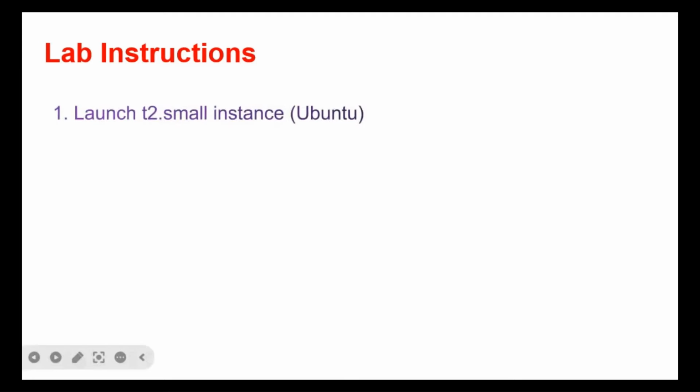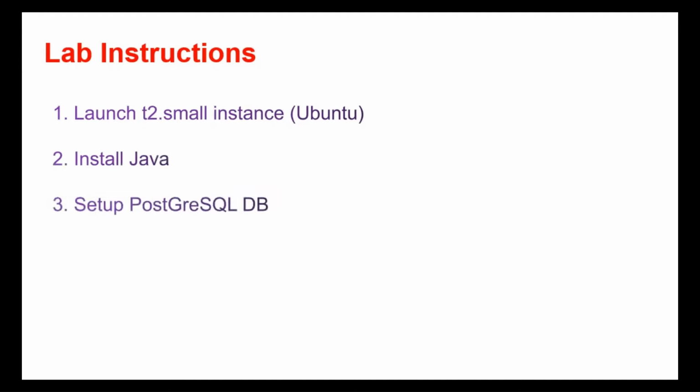Now, this will be the sequence of our lab instructions. First and foremost, let us launch a t2.small EC2 instance. The next step will be to install Java. Next, we will set up the PostgreSQL database on the same instance. And I'm typically going to use the Ubuntu operating system for this, so I'll be selecting the Ubuntu AMI in AWS.